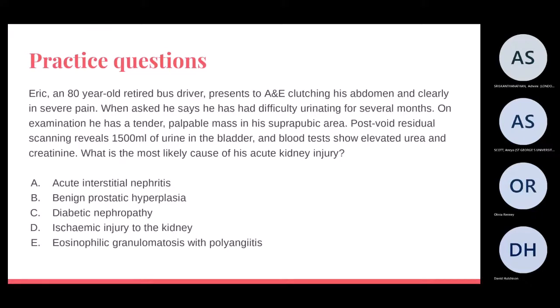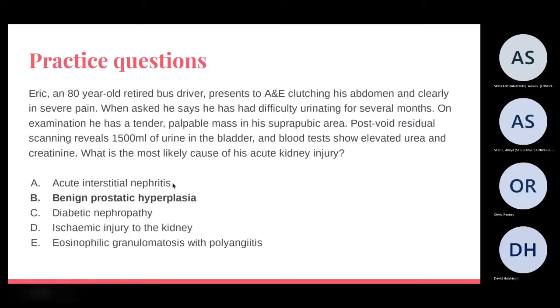Could it be my absolute favourite condition of all time, eosinophilic granulomatosis with polyangiitis? It could be. I'm just putting it out there. It's not though. You've all done very well. It is in fact B, benign prostatic hyperplasia.